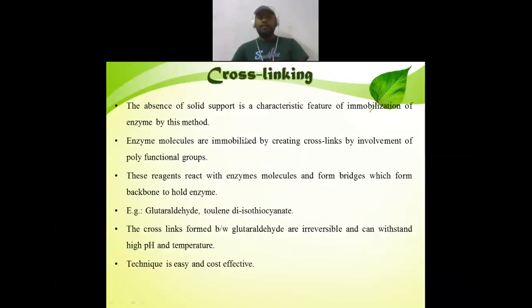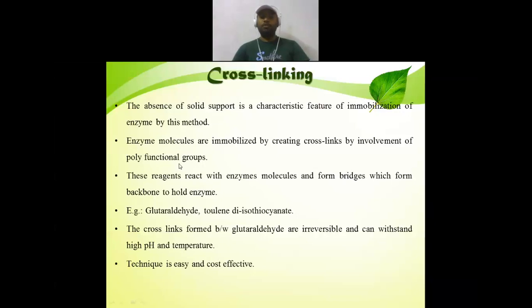The last method of immobilization is cross-linking. The absence of a solid support is the characteristic feature of the immobilization of the enzyme by this method. Up till now we have used an inert support for the immobilization of the enzyme. Enzymes get trapped, get covalently bonded with that inert support, or directly attach to it, but in this method the support is absent. The enzyme molecules are immobilized by creating cross-links through the involvement of polyfunctional groups.